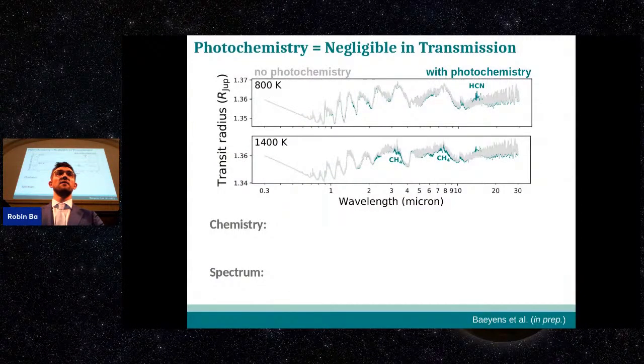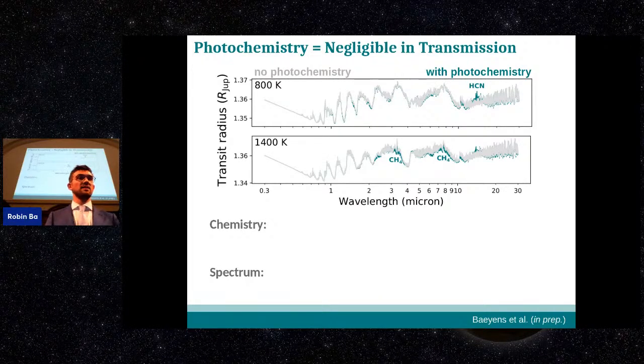Then we still haven't talked about the last chemical regime in our planet, and that is the photochemistry. And here we can actually be quite short with a poignant conclusion, namely that photochemistry seems to be negligible when we try to synthesize transmission spectra from our models. And I can show that here with these two different transmission spectra. In gray, we have the situation without photochemistry, and in green, we have the situation with photochemistry, which are plotted on top of each other.